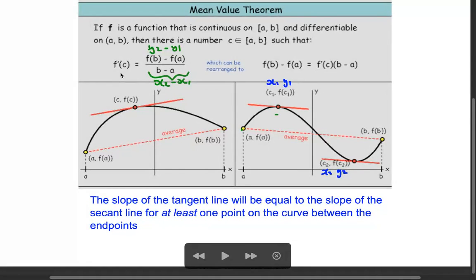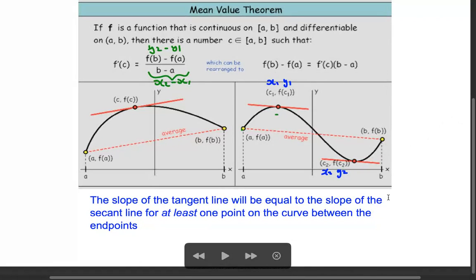Now you'll notice here, this is usually the formula that I use. I like to think of it as the instantaneous rate of change being set equal to the average rate of change. But you can also rearrange this. If I take my b minus a, and I'm just going to hold it together with a bracket, and I multiply both sides by b minus a, there's another formula for the mean value theorem that says f(b) minus f(a) is equal to f prime of c times (b minus a). So that's this formula rearranged.